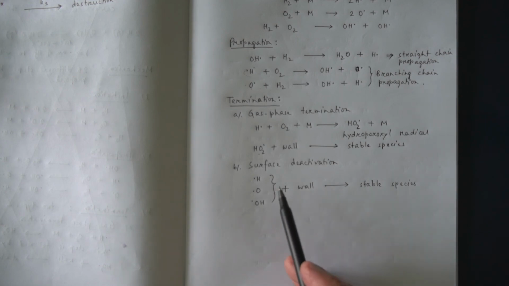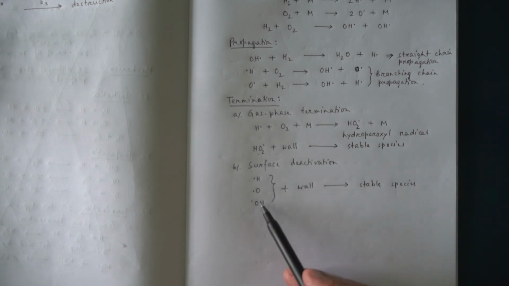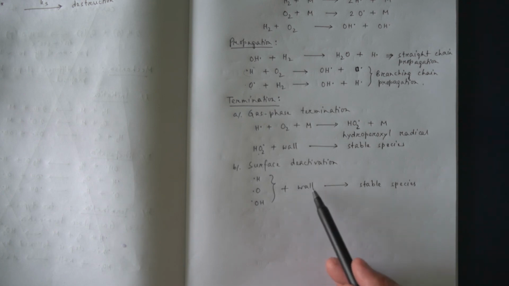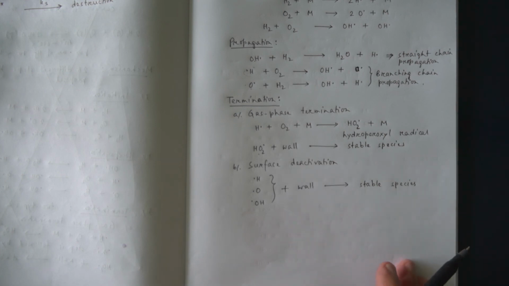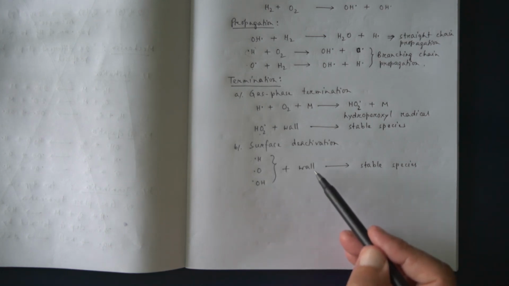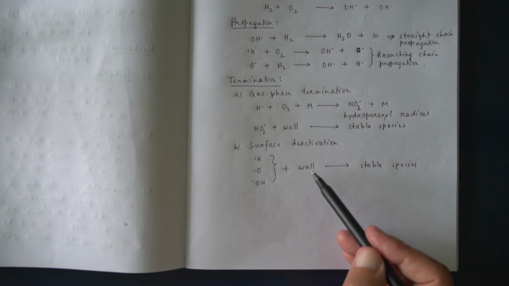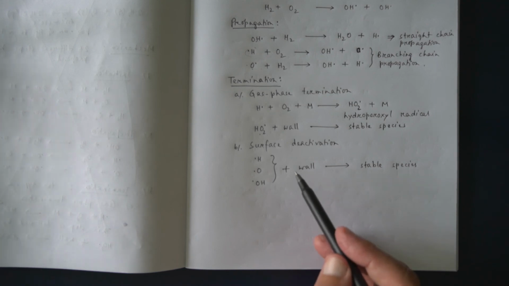So there is no other reaction. These chain carriers get adsorbed on the wall of the container, that is, on the surface of the wall. Adsorption is a surface phenomenon. So this is known as surface deactivation. Since all the chain carriers are removed, the reaction cannot proceed further. That means the reaction terminates.